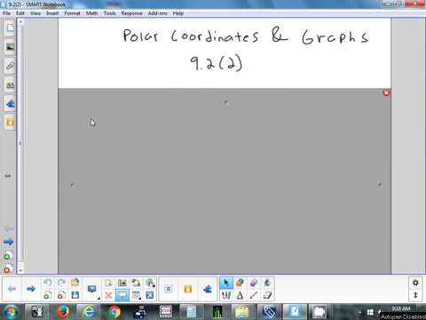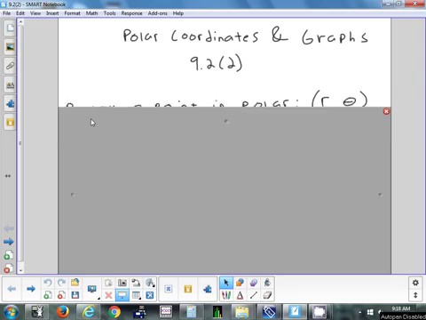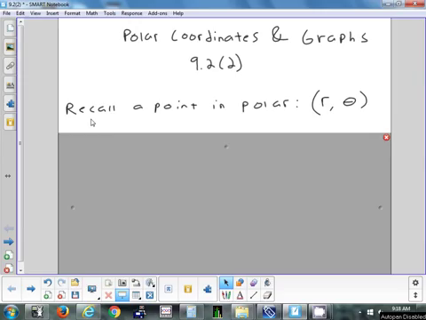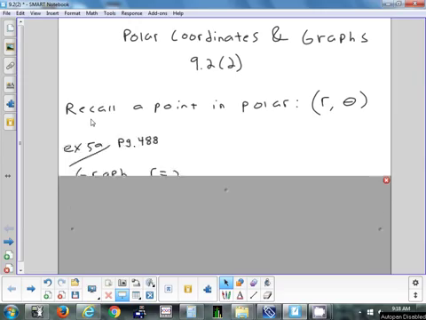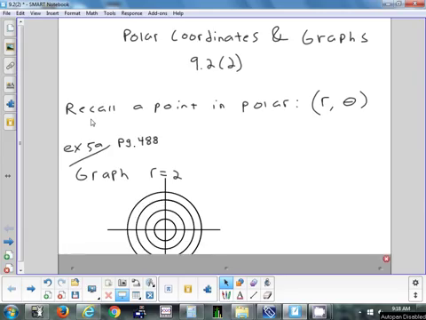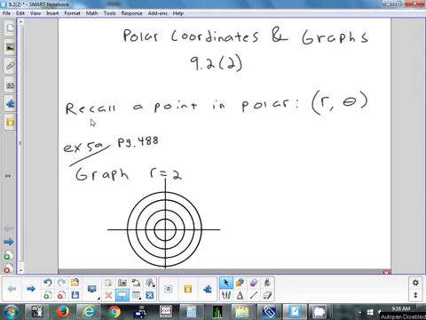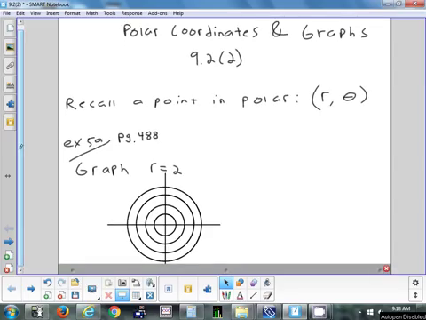Right, so the last part of section 9.2 is on graphing in polar. We're going to use the calculator a little bit to see what these graphs look like. Remember that a point in polar is written as r comma theta. We're going to start with example 5a, on page 488 in your book.